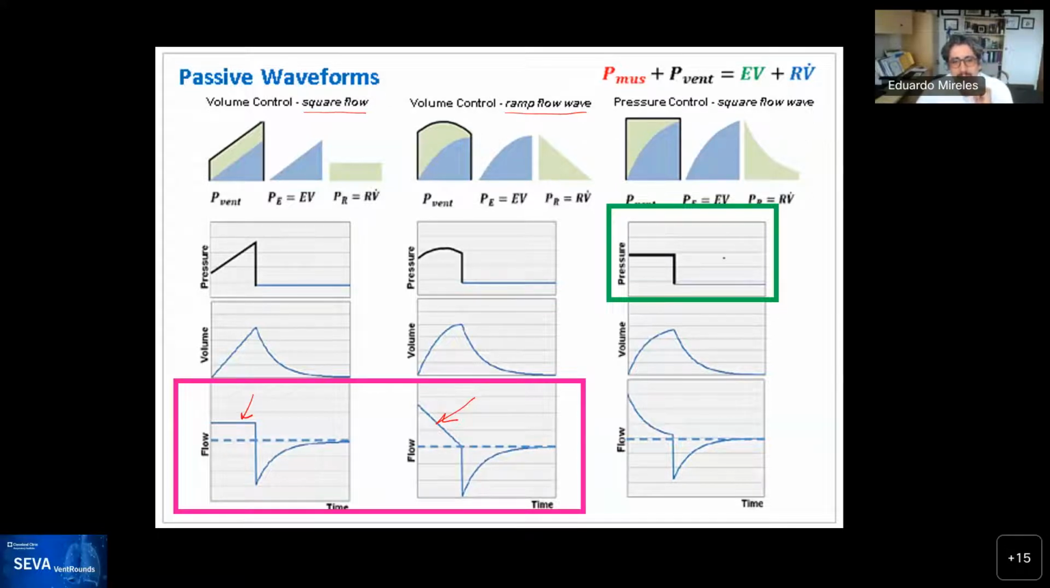When you're controlling pressure, classically, what the ventilator tries to do is create a square waveform for pressure control. Although, as you will learn today, there are modes that control the pressure based on another signal. It will follow that other signal, which may be PMUS, and the pressure waveform will then look like PMUS.